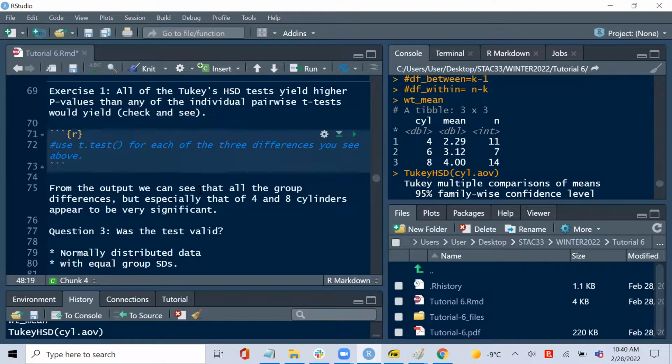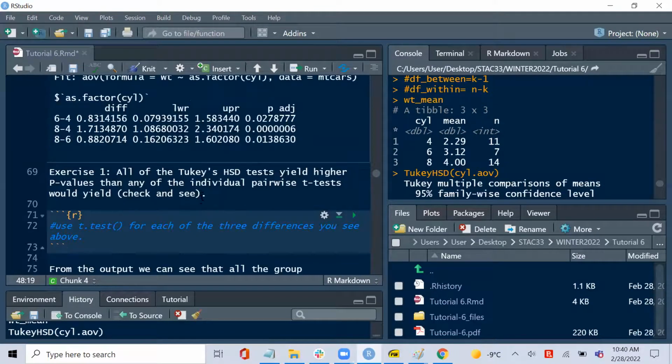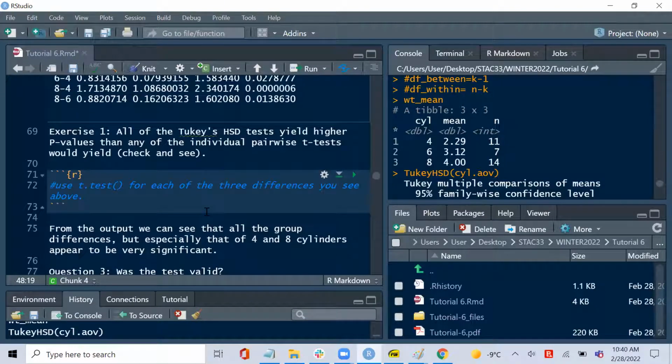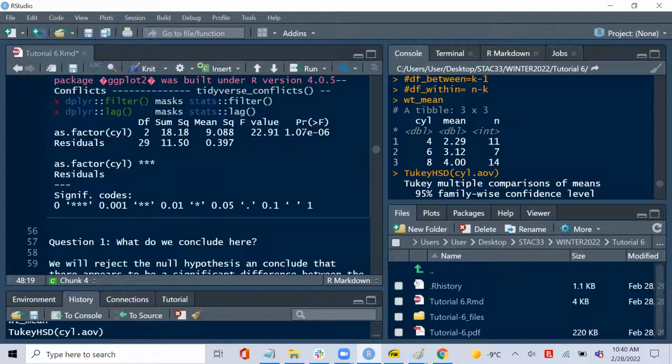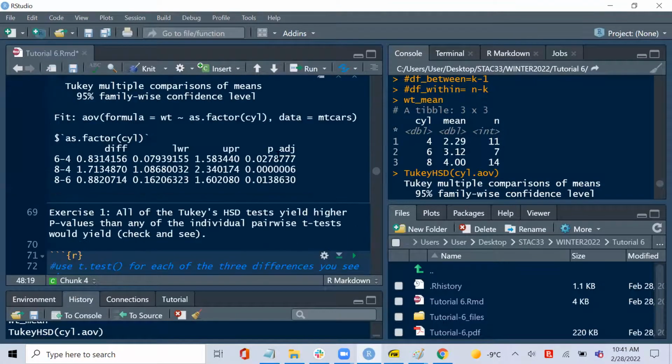Okay, now let's go a little bit further, because one thing I do want to point out is that all of the p-values you can see here in the pairwise t-tests are actually bigger than your grand p-value. The p-value you got for this is a lot smaller than you got here. This is because this is adjusting for the fact that this is like doing a Bonferroni thing.